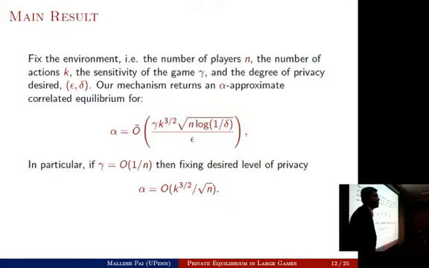Alpha approximate means additive error? Alpha is additive, yes. It doesn't matter because the payoffs are normalized to 0, 1.